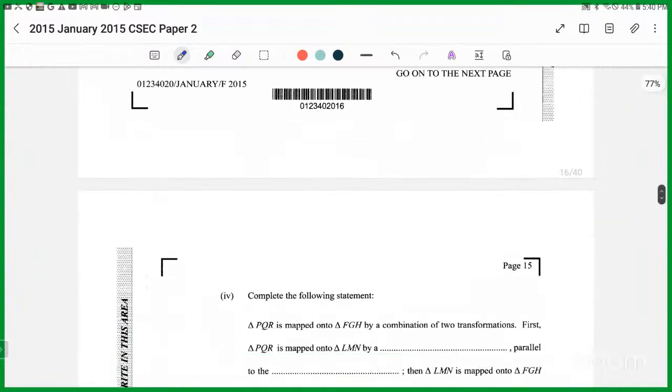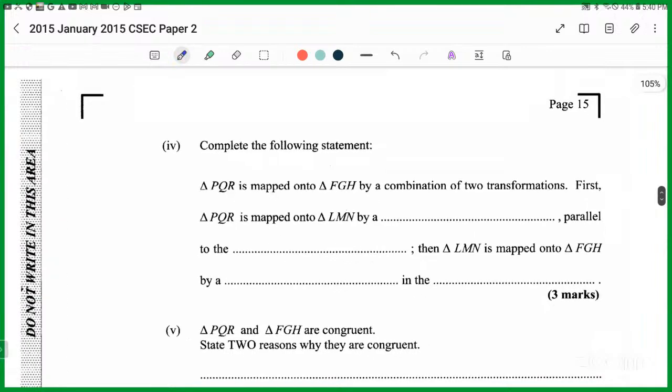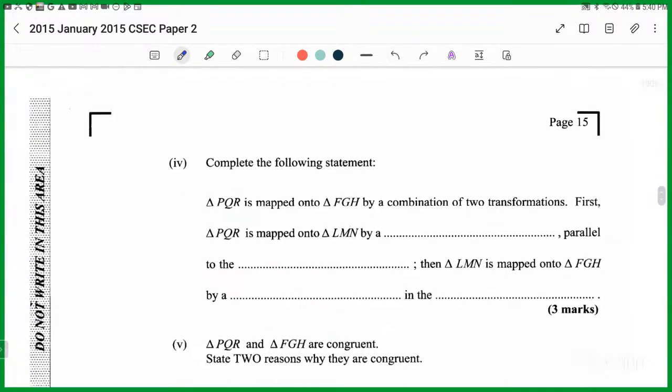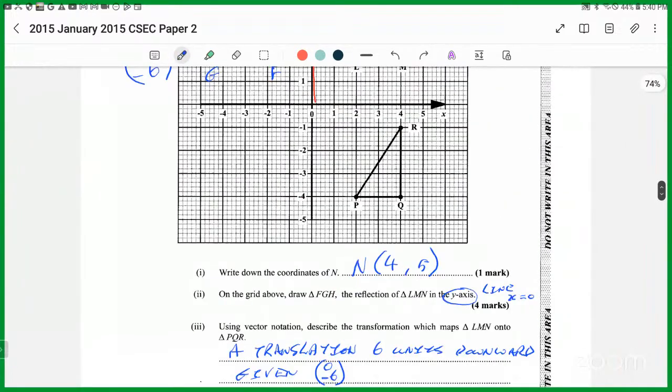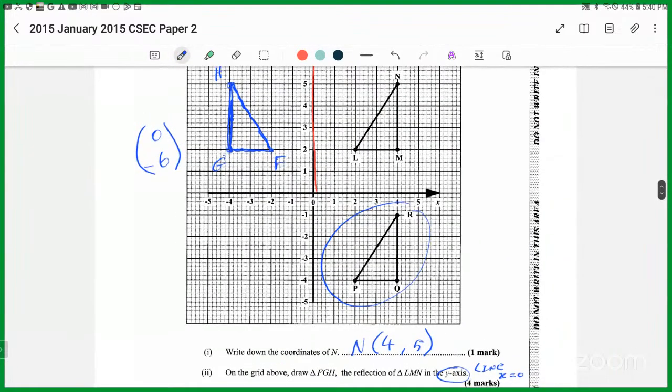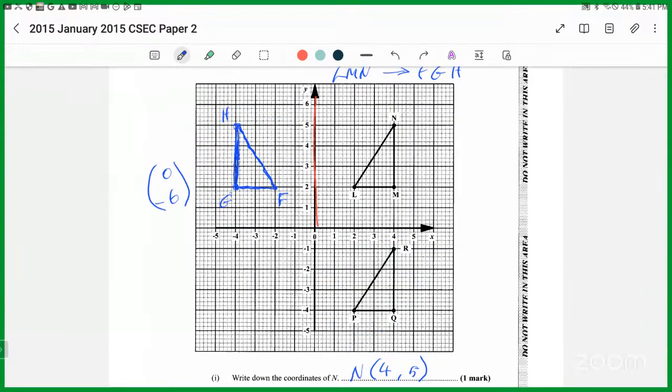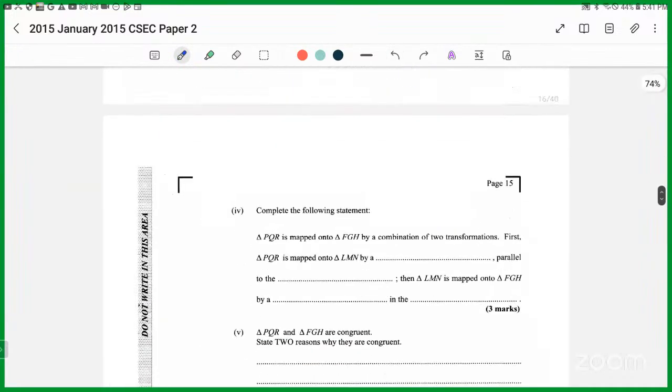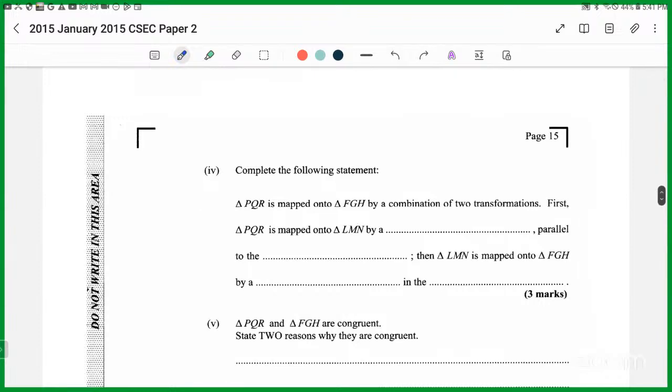Right? This part says, complete the following statements. So PQR maps onto FGH by a combination of two transformations. We're going to have a translation, followed by a reflection in the y-axis. So that's what it says. PQR is mapped to FGH.